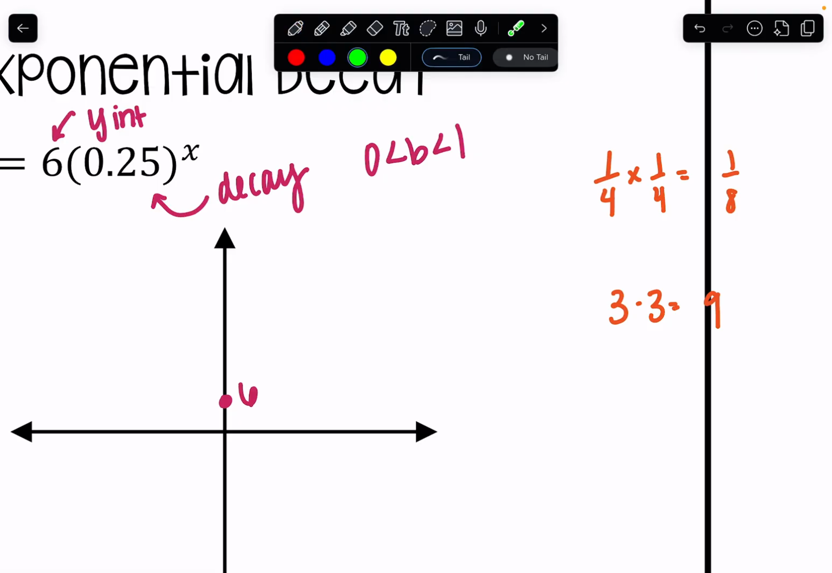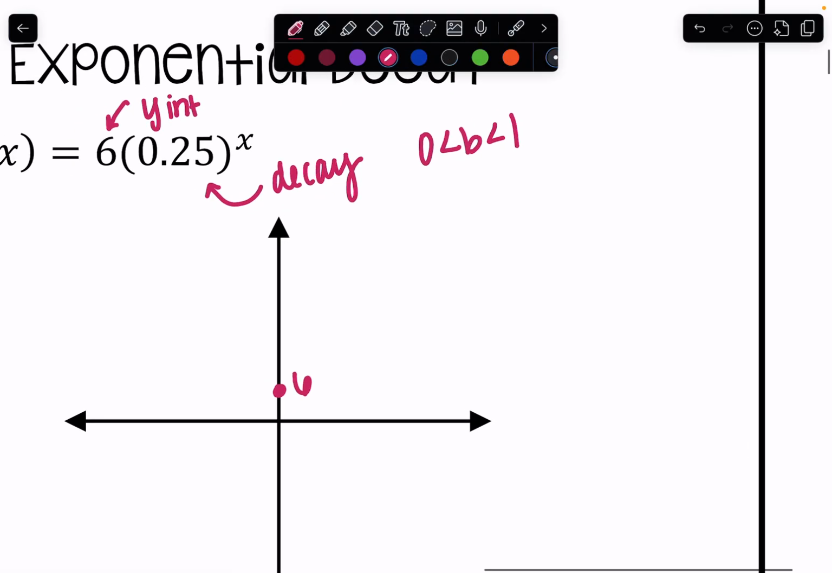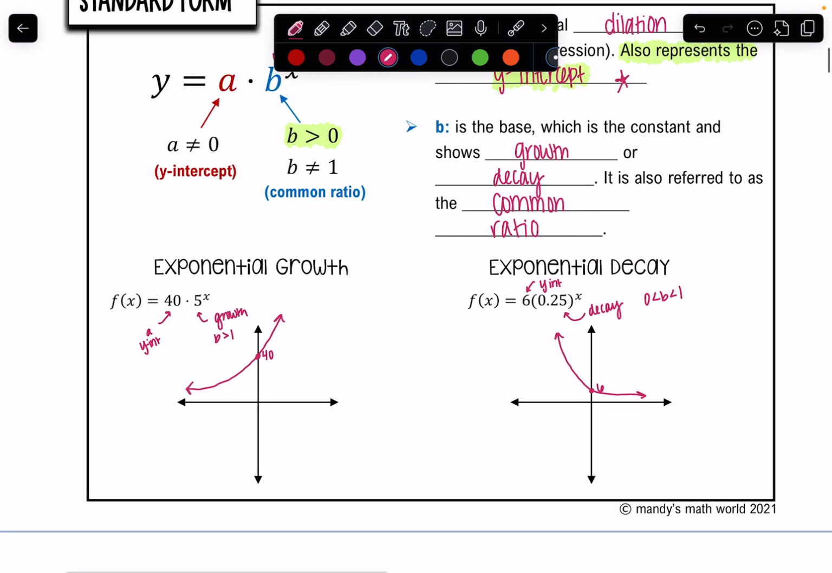But in the case of the fractions, if I just multiply more fractions by itself, I'm just going to keep getting a smaller number. 1/4 times 1/4 is 1/8, which is a lot smaller. So this is decay. So that means that we are going to go down. I'm going to start high this time, and I'm actually going to decrease through that y-intercept. So we've got 2 different types. We've got growth, where we're starting low and growing through that y-intercept, and then we've got decay, where I'm starting high and going down through that y-intercept.